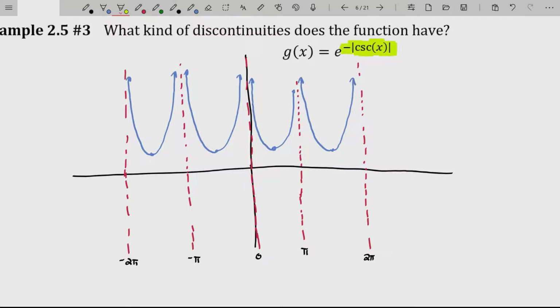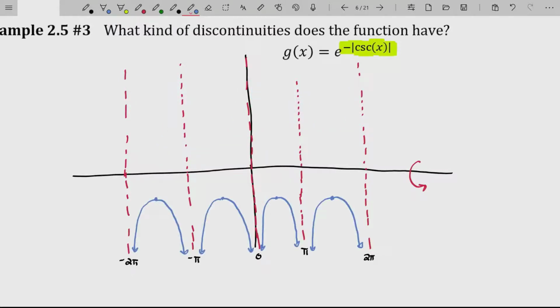Now we're going to apply the negative to that. And we know what a negative does. It just rotates the function about the x-axis. So I'll go ahead and pause and do that. And now we've arrived at this. This would be the negative absolute value of the cosecant. And finally, we raise all those y values to base e.